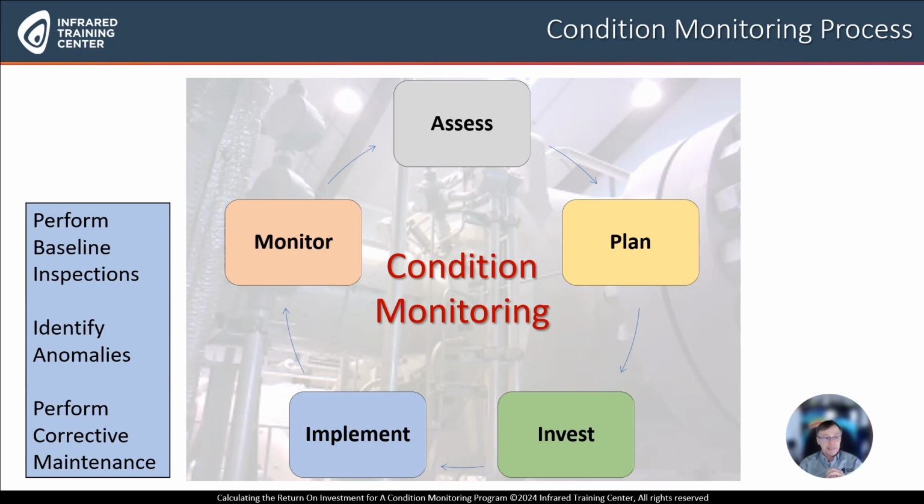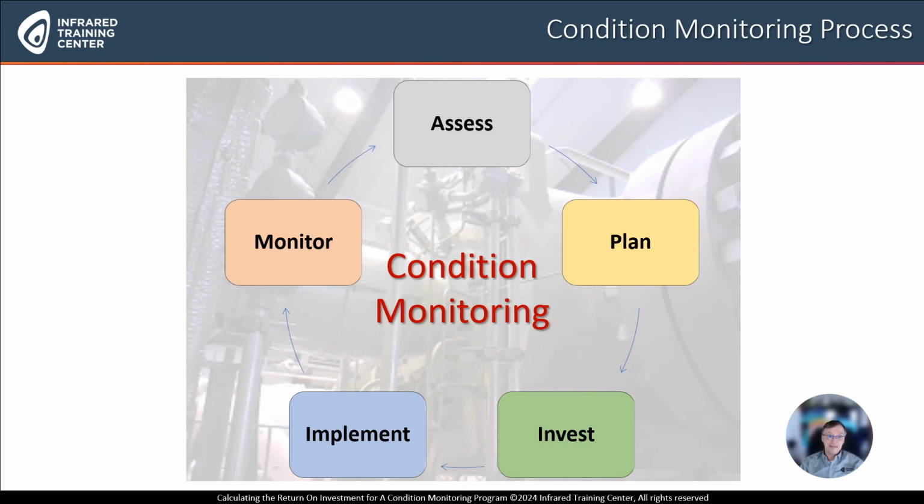And then during the implementation, this would be where we identify our initial anomalies. Doing our baseline inspection, perhaps we find something that's vibrating out of spec, or we find an electrical connection that's hot, or a bearing that's hot. And in doing this, we're also going to be performing corrective maintenance. Now, the corrective maintenance is also fed back into here. Has the process correctly identified what the anomaly is, what the issue is?